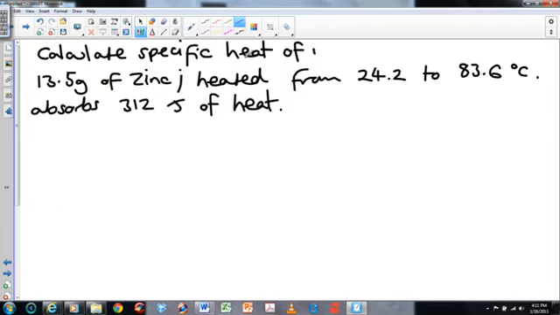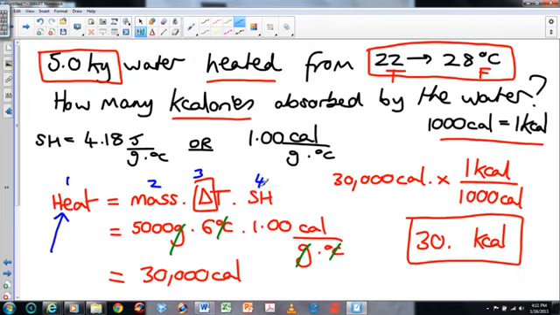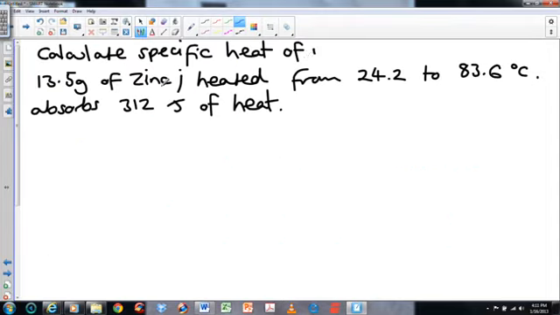This question is asking you to find a specific heat, so it's asking you to find this guy. Alright? And if you're asked to find this, then you must be given this, this, and this. It says calculate the specific heat of 13.5 grams of zinc, which is heated from 24.2 to 83.6 degrees. It absorbs 312 joules of heat whilst it's being heated. Okay? So let's write out our equation. So heat, as we saw before, is equal to the mass of whatever's absorbing the heat, in this case our zinc, times our temperature change, which we can calculate, times our specific heat.